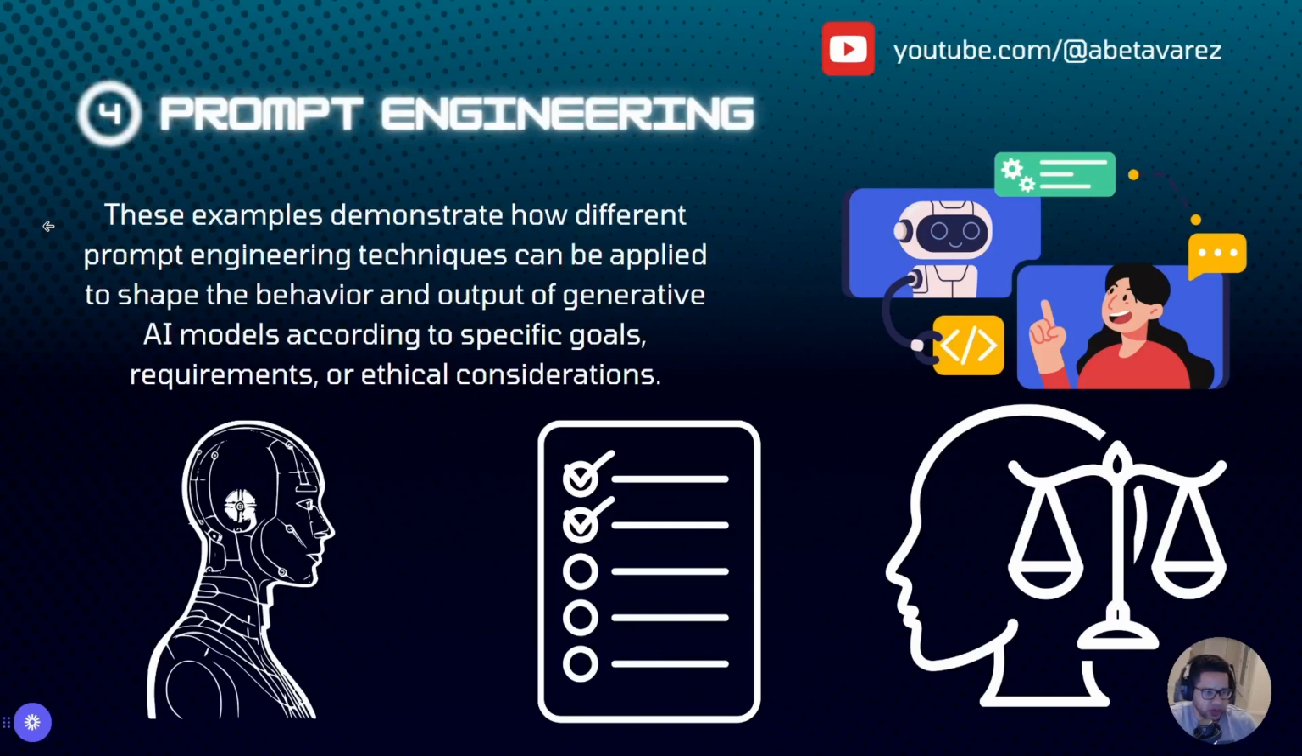These examples demonstrate how different prompt engineering techniques can be applied to shape the behavior and output of generative AI models according to specific goals, requirements, or ethical considerations. So with these techniques, we can shape the output that the LLM will generate. And this is very important because the better the prompt that we write, the better the content we're going to get back as an output.